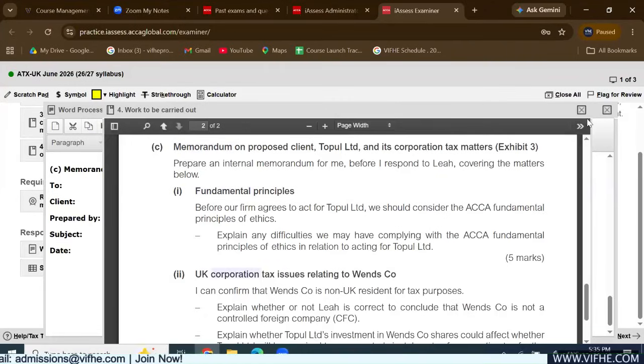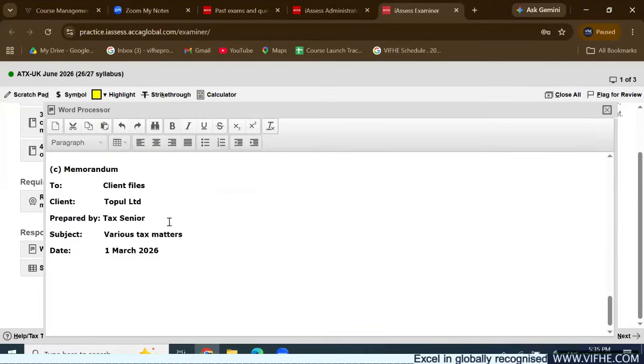So again, as it is going to deal with requirement C1 and C2, in which we will be discussing the ethical dilemmas as well as the corporation tax issues. So it's better if I keep it this way, various tax matters, or maybe you rewrite it in a different way. The proposed onboarding of client, or simply the proposed client engagement and their corporation tax matters. This could be another heading that you can easily make.